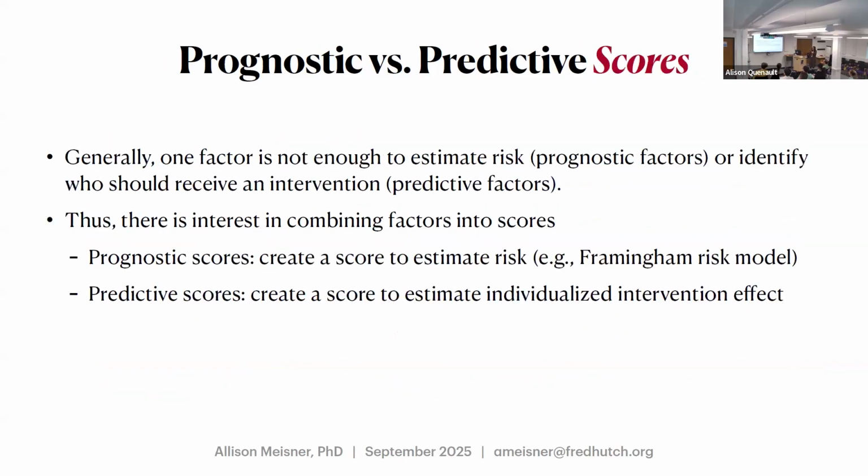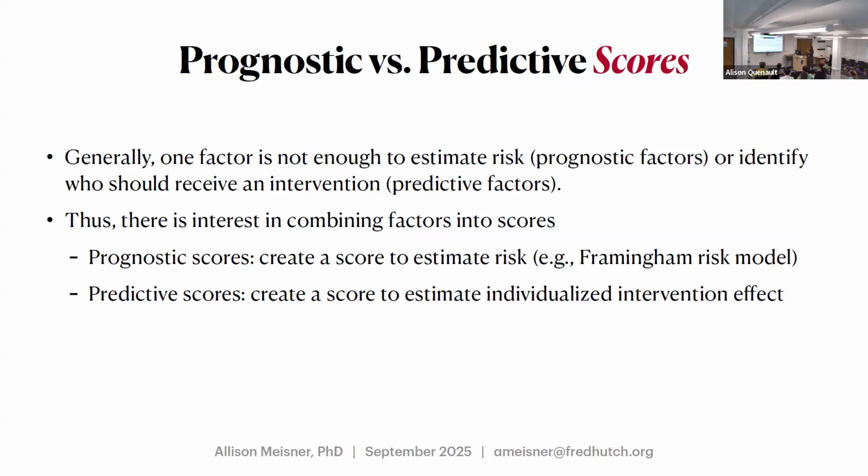Now I want to transition to thinking about scores, prognostic and predictive scores. This is very well accepted in the prognostic setting, but I think people are a little bit slower to come to it in the predictive setting. If we just have one factor, one biomarker is really not enough to estimate risk or to identify who should or should not get an intervention. There's this fixation in oncology on just needing to identify the predictive marker, and very little consideration for maybe combining several markers to develop some sort of predictive score.